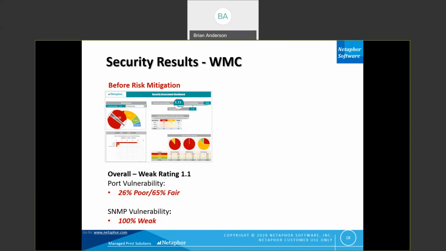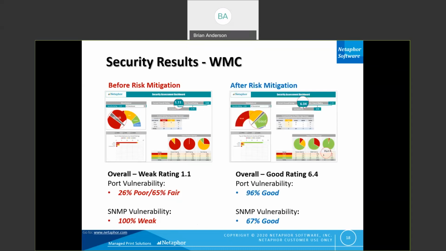Then after they went out and made some changes, they improved things. They ran it a second time, I think around 60 days later, and by closing those ports and improving the SNMP version, they were able to increase the rating from 1.1 to 6.4, and that's a good rating in our vulnerability analysis. So with really a minimal amount of effort, they were able to reduce their risk. That's a basic idea of how you might use the security tool.